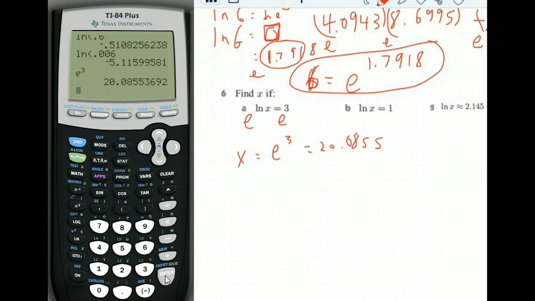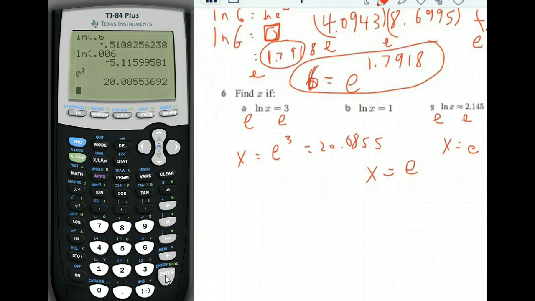Log of what is equal to 1? Natural log of what is equal to 1? That one is just e, because the log of e is 1, if it's a natural log. Natural log of e is 1.